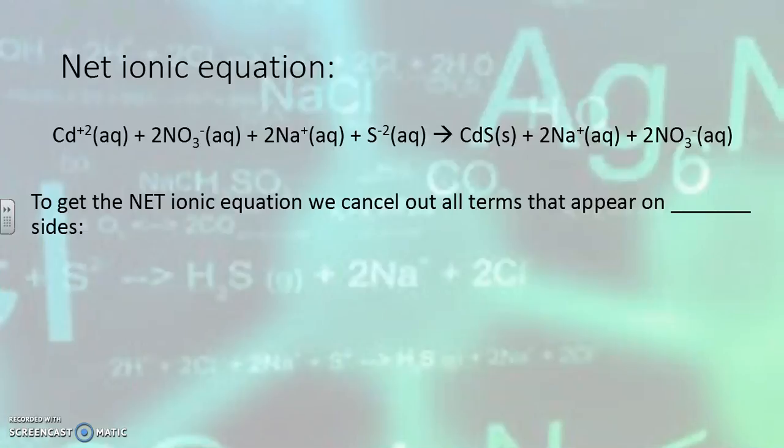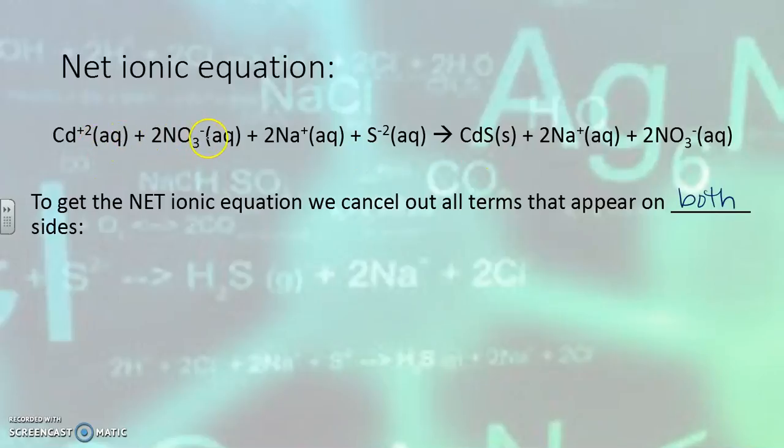Here is your complete ionic equation, right? And to get the net ionic equation, we cancel out all terms that appear on both sides of the equation. Okay, so cadmium ion is here, and we look on the other side, is cadmium ion here? No, cadmium is part of a formula. It's part of a compound, but it's not an ion, so we can't cross it out.